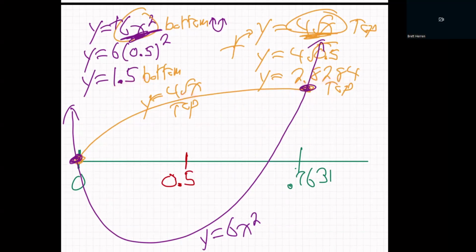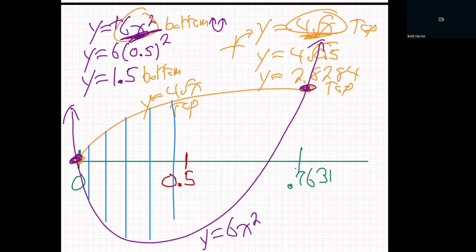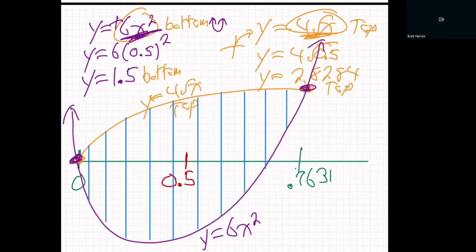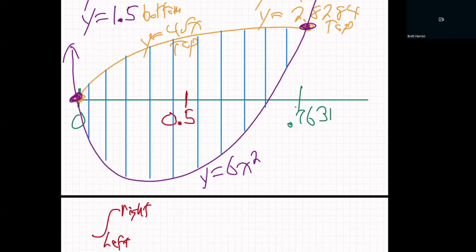So then what are we going to do? We're going to put in a bunch of rectangles, right? We're going to find the area by putting in a bunch of rectangles and summing up, a big S. That's what an integral is. It's a big sum of a bunch of rectangles. And for each of these rectangles, what's the area? Well, the width is dx. So I'll just put that right here.